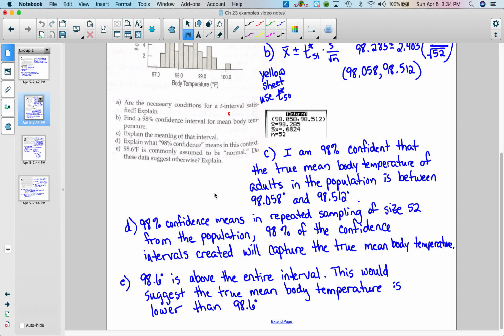Part E, 98.6 degrees Fahrenheit is commonly assumed to be normal. Do these data suggest otherwise? Explain. Notice that 98.6 is above my entire interval. So this would suggest that the true mean body temperature is lower than 98.6 degrees. Okay, so that's all the parts you would include in a confidence interval.